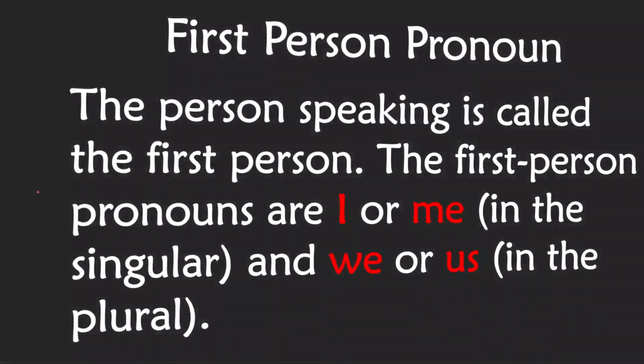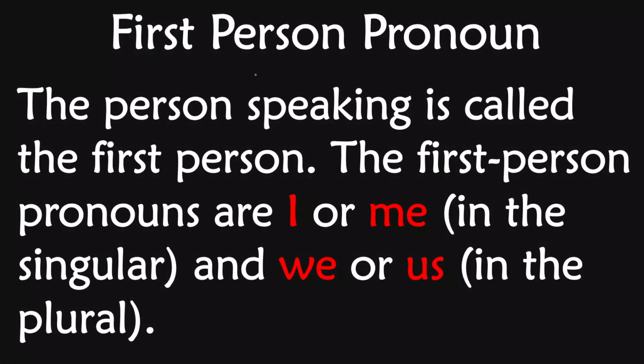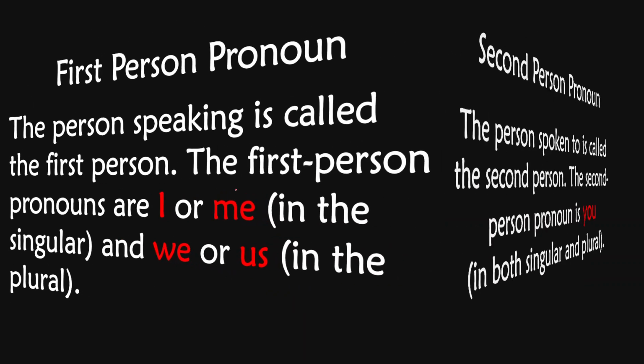So students, first person pronoun. The person speaking is called the first person. The first person pronouns are I or me in the singular and we or us in the plural form. So keep it in your mind. Okay students, the first person pronouns are I or me. These are in the singular form, and we or us, these are in the plural form. The person speaking is called the first person.